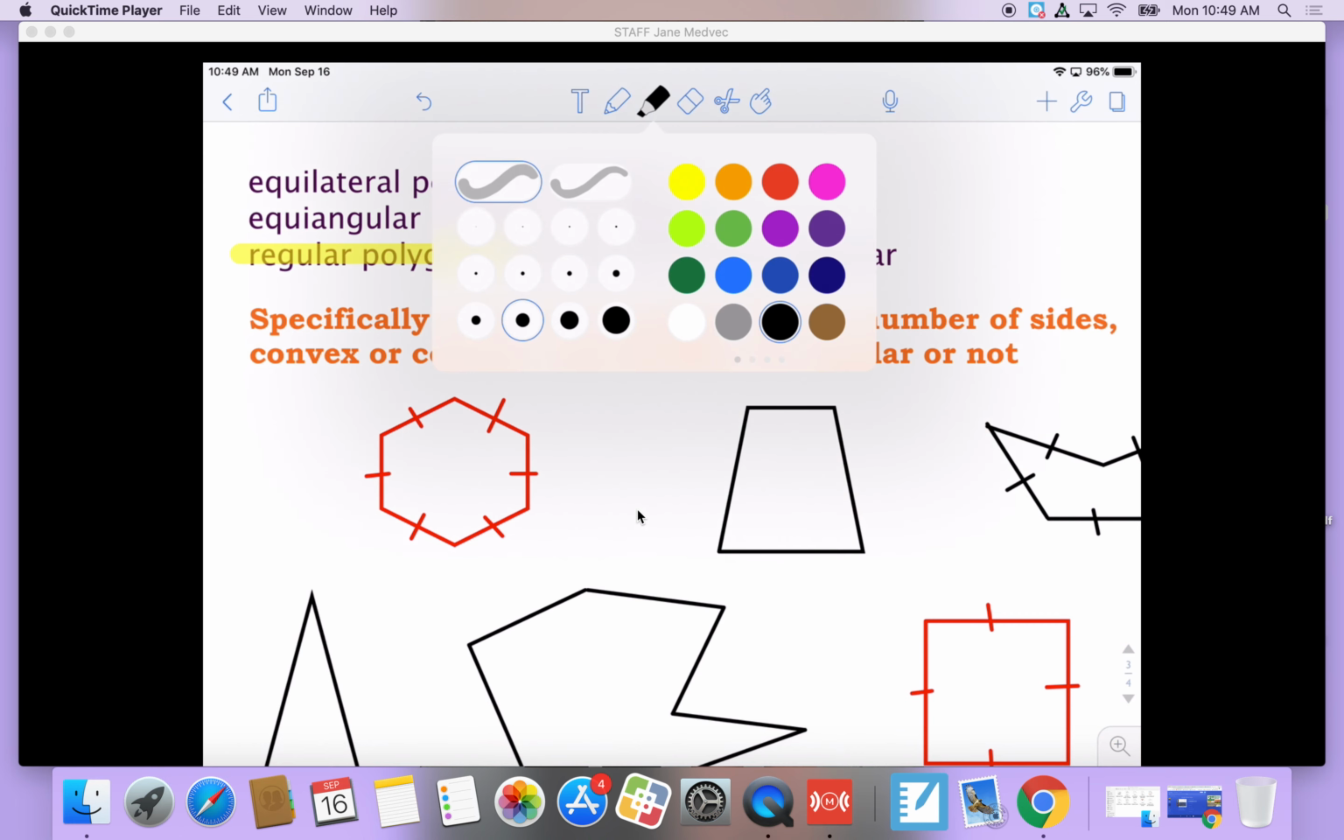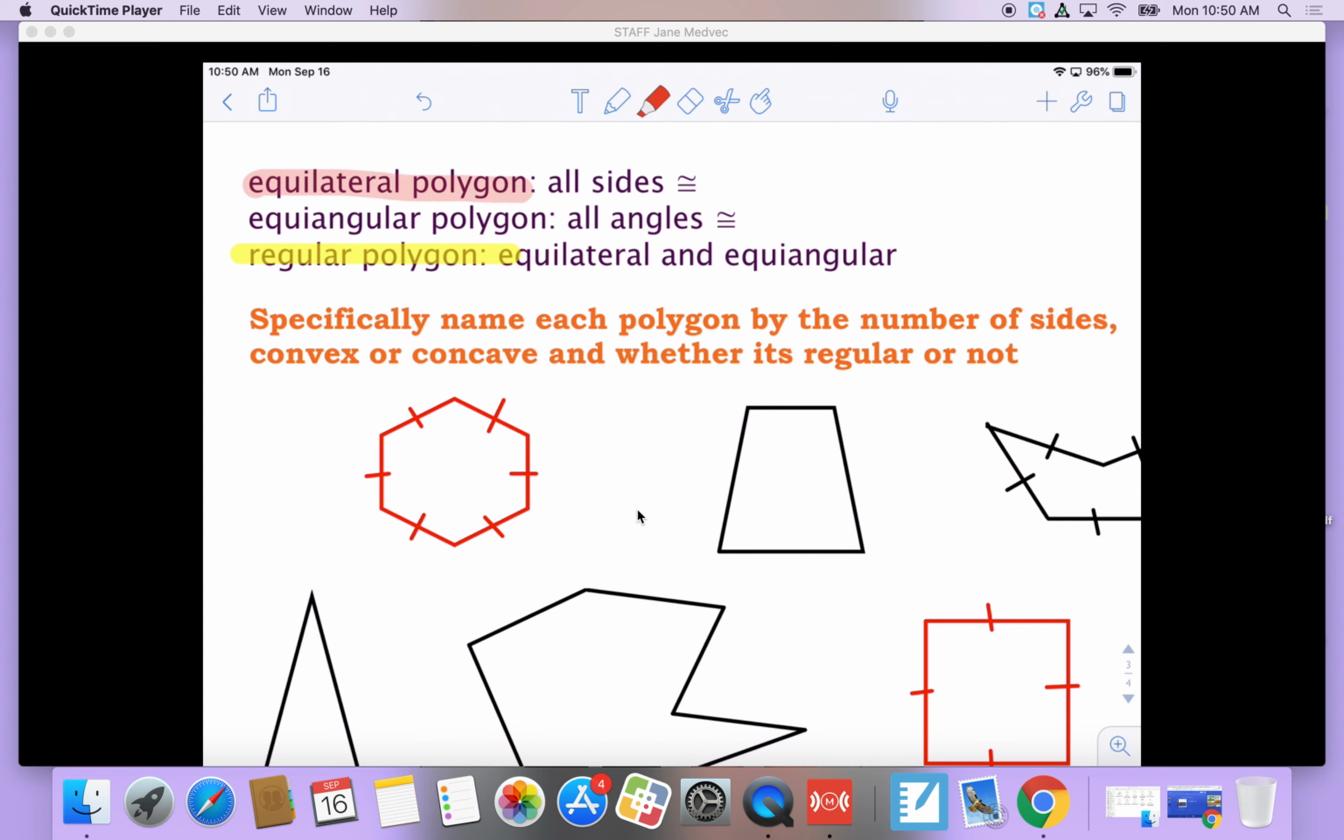One is an equilateral polygon, where all the sides are the same. What tips you off is equa, meaning equal, and lateral means side. Another definition is equiangular. Again, equa means equal, and angular means all the angles are the same. And then finally, a regular polygon. A regular polygon is a special type of polygon where it's equilateral and equiangular. It needs to be both for it to be regular.